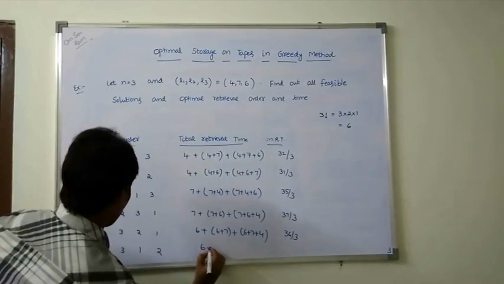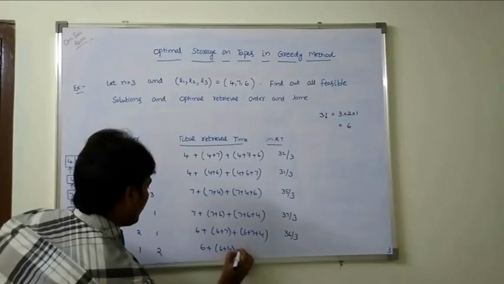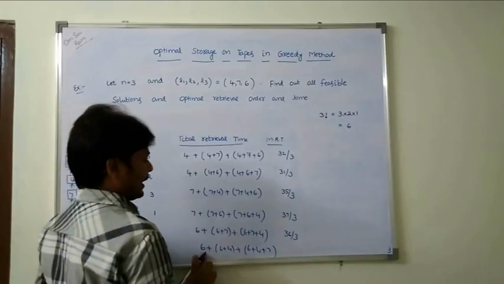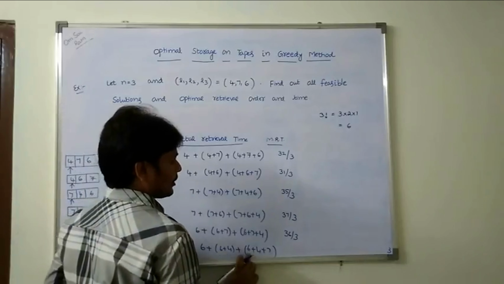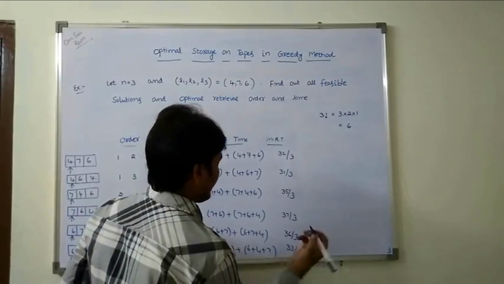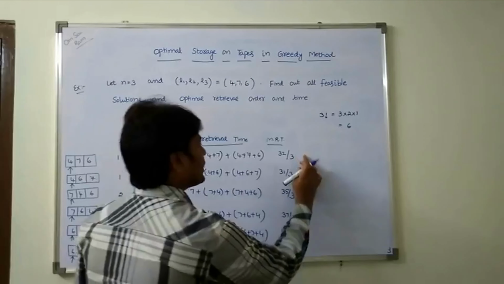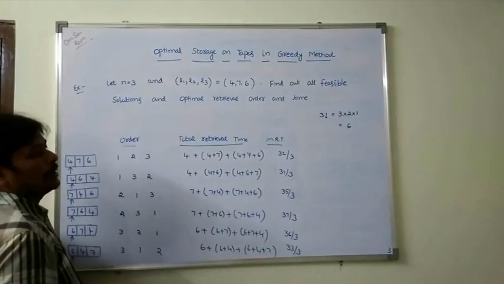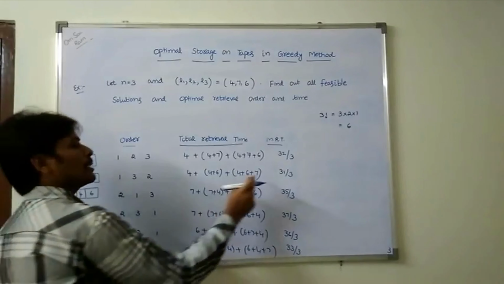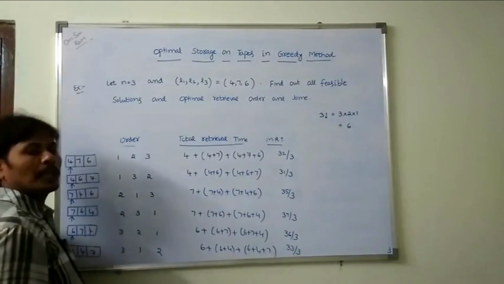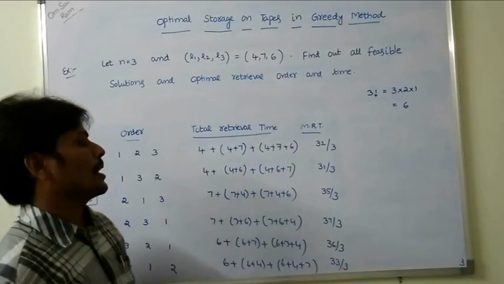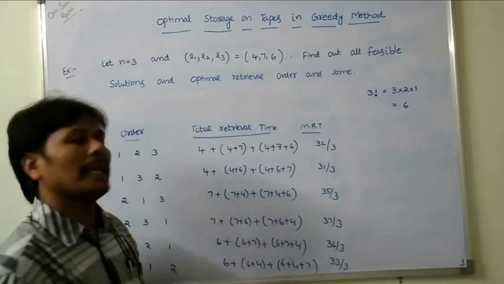Next, 6 plus 4, plus 6 plus 4 plus 7. So 6 plus 10, 16, 22, 26, 33. 33 by 3. So among these 6 feasible solutions, which feasible solution has the minimum value? That feasible solution can be treated as the optimal solution. So among these 6 feasible solutions, 31 is the minimum value.